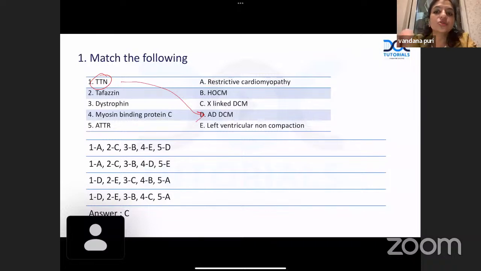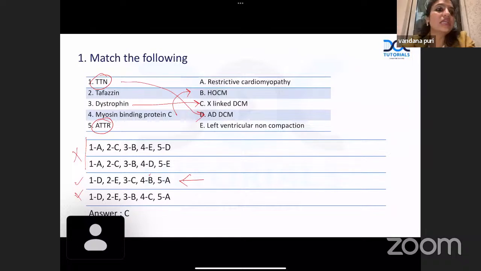So first is D. So you can rule out the other options. We are left with C and D. Next is dystrophin. You know, dystrophin is X-linked cardiomyopathy. So 3 has to be C. Now we are left with the third option here. We know the third is the option, but we'll still check. Myosin binding protein C is defective in HOCM. We know that 4 has to be B. So this is correct. Now we are left with ATTR.